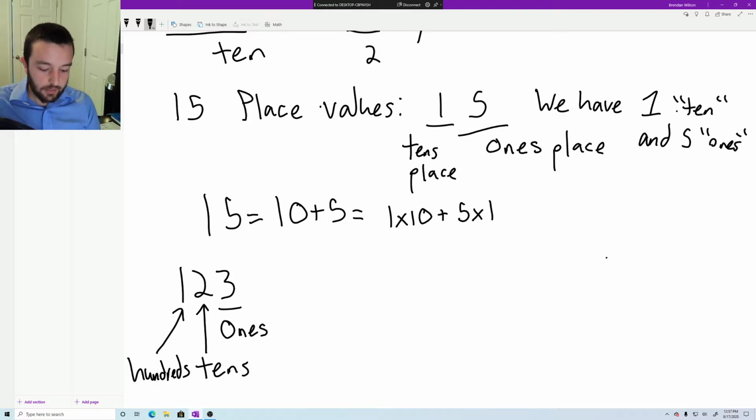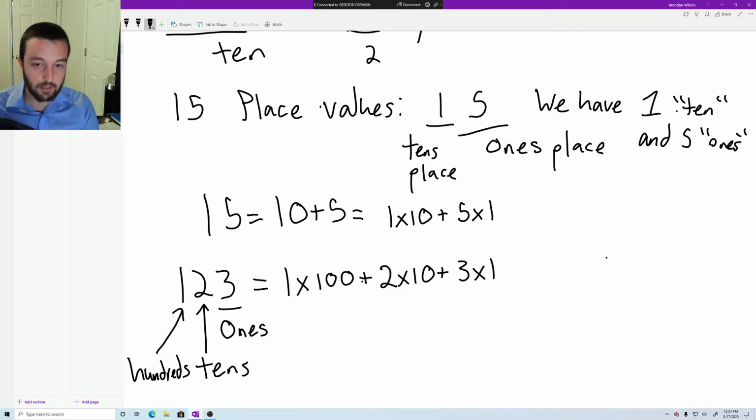So 123 is saying that we have a 1 in the hundreds place, which is like saying we have 100, or really 1 times 100. A 2 in the tens place means we have 2 times 10, so 2 tens. Plus a 3 in the ones place means we have 3 ones, so 3 times 1. I'm using x as the multiplication symbol here, which we won't do later when we actually use x as a variable. But for right now, we'll just use x because it's usually the first symbol we use for multiplication.